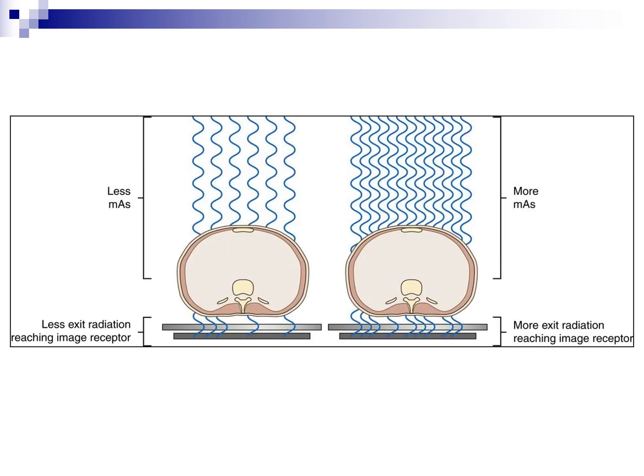If we take a look at the image on the left-hand side, we see where less mAs was used, so there's less receptor exposure. In the picture on the right-hand side, we can see more mAs was used, so therefore there's more exit radiation reaching the image receptor.